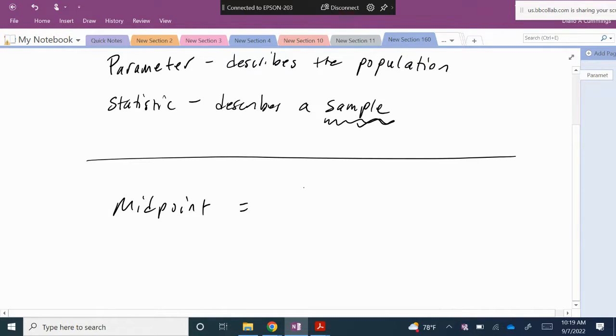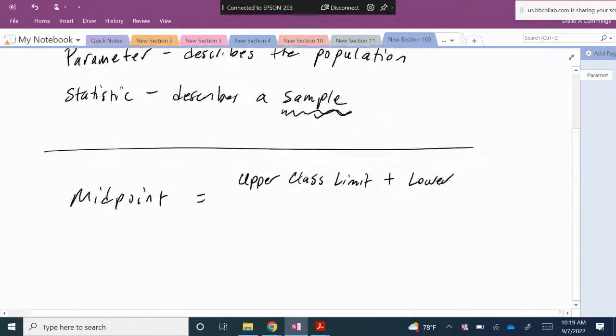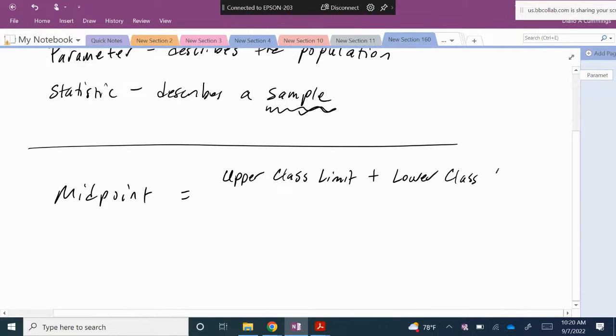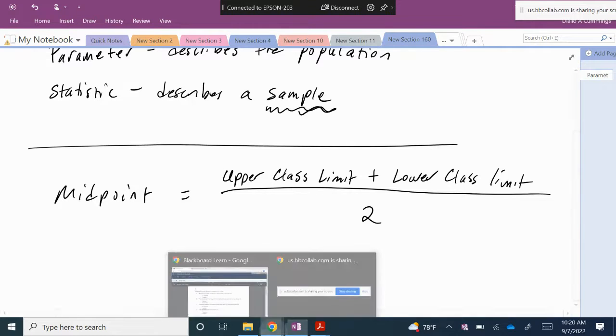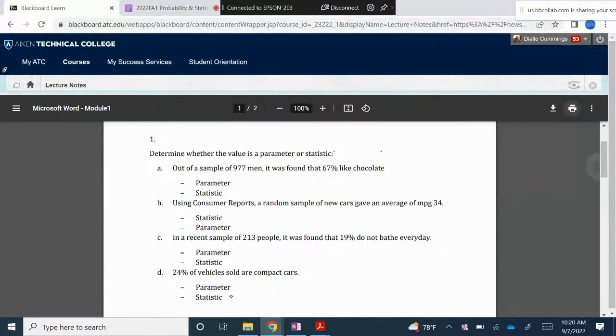The midpoint is the upper class limit plus the lower class limit divided by 2. Because we will have to find the midpoint. All right, so you're going to take the upper class limit plus the lower class limit, and you're going to divide that by 2.